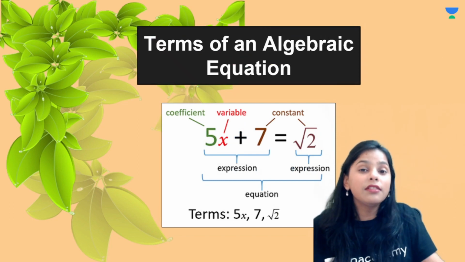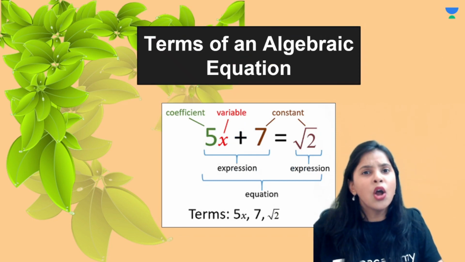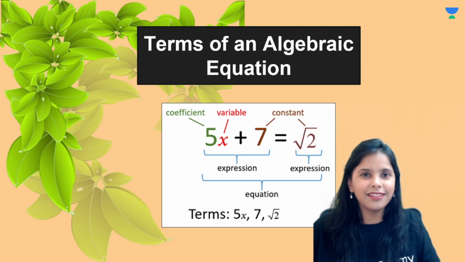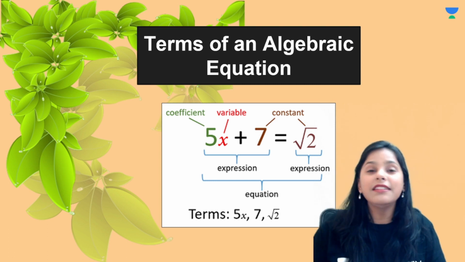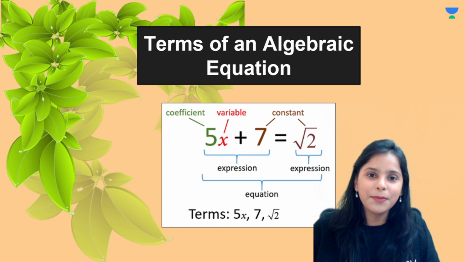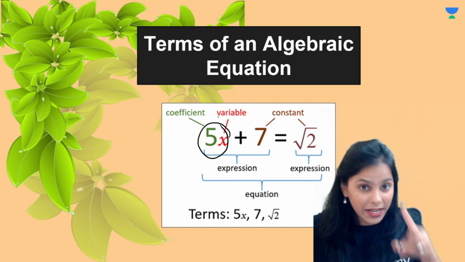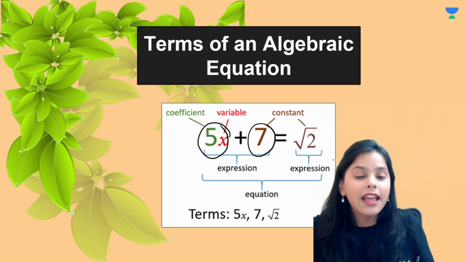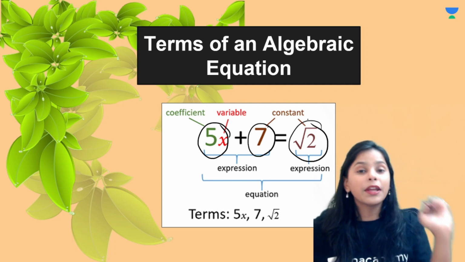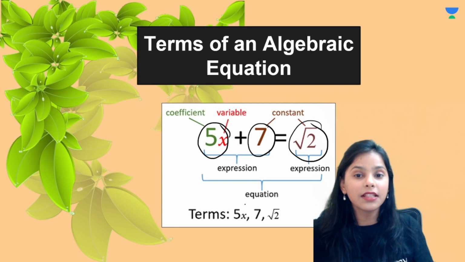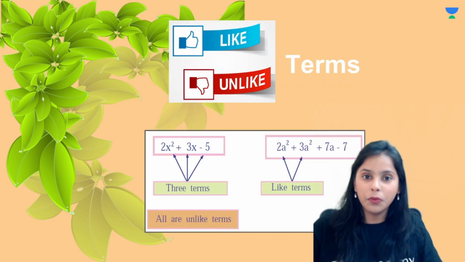Now coming to the terms of an algebraic equation. What do we mean by terms? Specifically, the numbers are known as the terms of an algebraic equation. So here this 5x is one term, this is the second, and this is the third. So in total we have 3 terms in this algebraic equation.